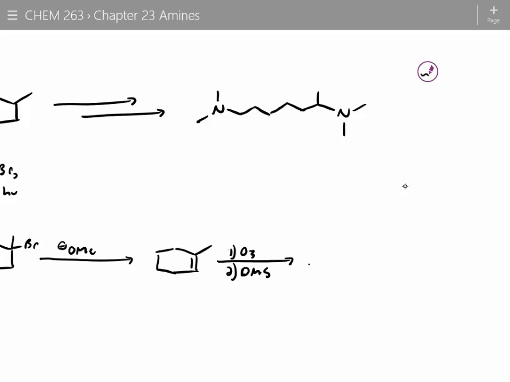That's the part where you can use zinc and water, though, too, right? Yep. And then what would we need for this last step? Yep, we need acid. What amine would we need? Yes, dimethylamine. Oh, because we're adding two methyl groups. Right? Yep.